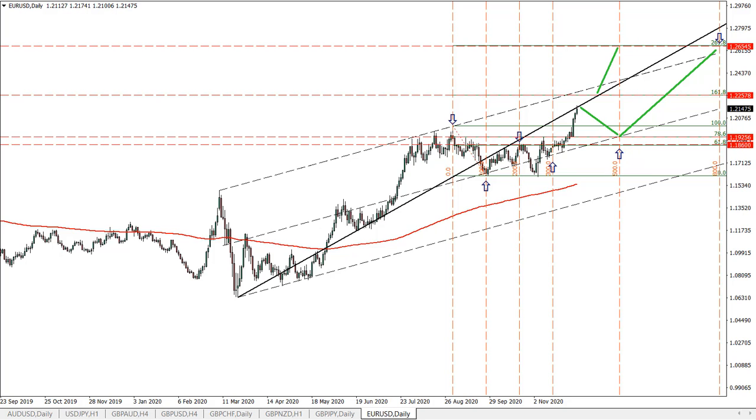Good day traders once again, and as we promised, we're coming up today with the euro versus the United States dollar, the long-term outlook.